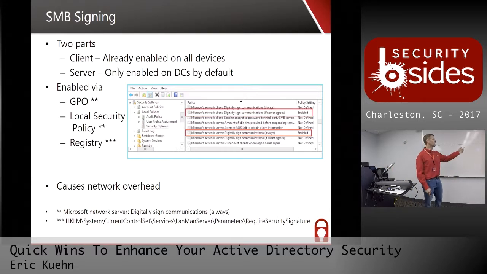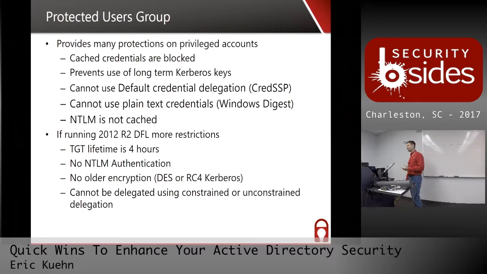How do you do it? Via GPO or local security policy with the digitally signed communications always setting, right? Or you can do it via the registry if you want. This is the way I'd recommend, but there's a problem with it. It's only available if you're running Active Directory 2012 R2 domain functional level, right? It's a bummer. But like I said, it's been out for 4 years. If you haven't done it, please try to upgrade your domain controllers to it.